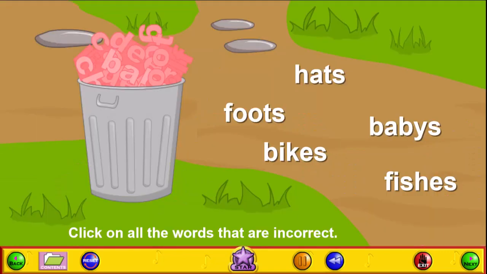Here are some of the words that the townspeople tried to make plural by adding an S. Click on all of the words that they had to throw away because they were incorrect. Well, I'll help you out, and I'll click on the words, some of them right, some of them wrong.